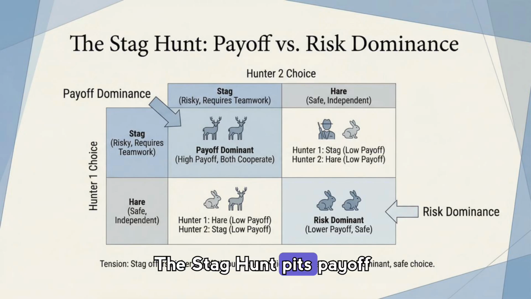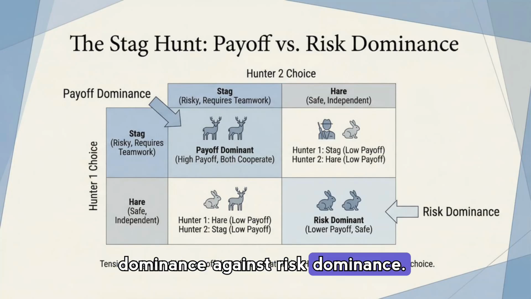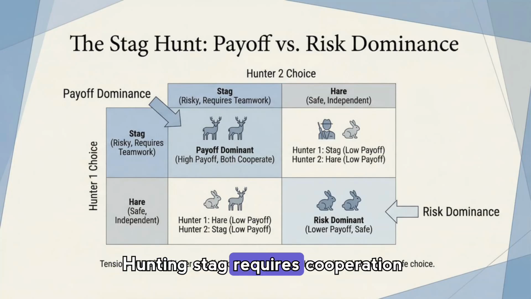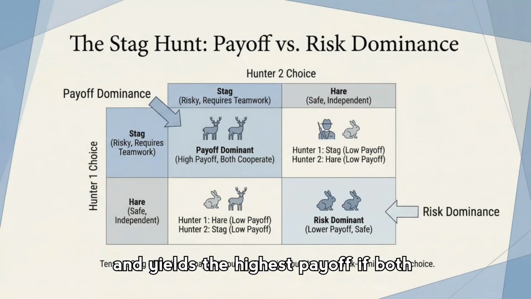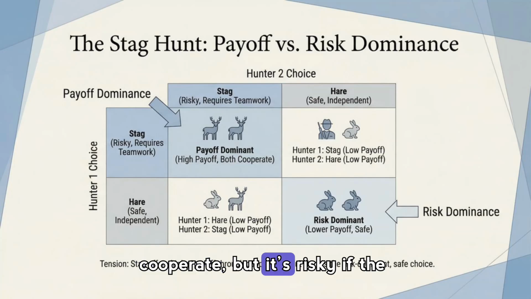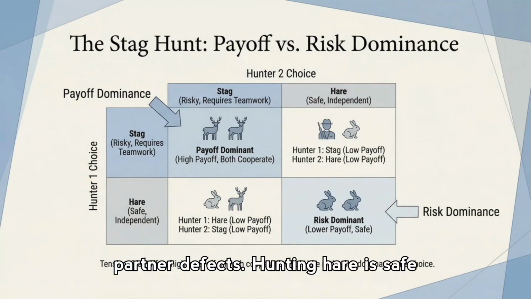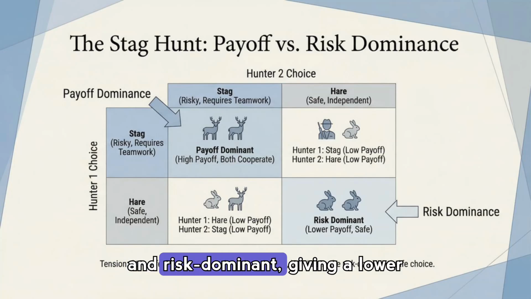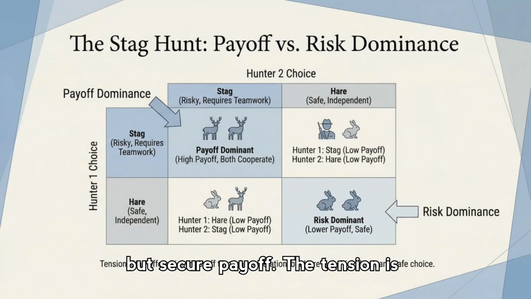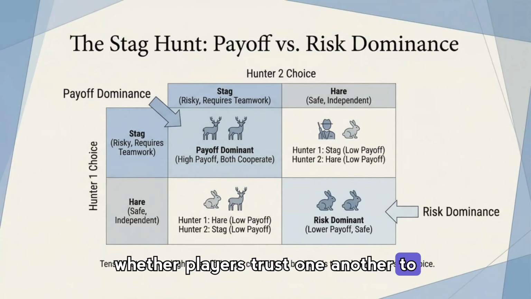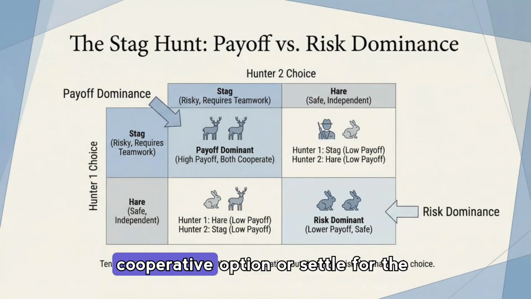The stag hunt pits payoff dominance against risk dominance. Hunting stag requires cooperation and yields the highest payoff if both cooperate, but it's risky if the partner defects. Hunting hare is safe and risk-dominant, giving a lower but secure payoff. The tension is whether players trust one another to coordinate on the high-reward cooperative option or settle for the safer independent choice.